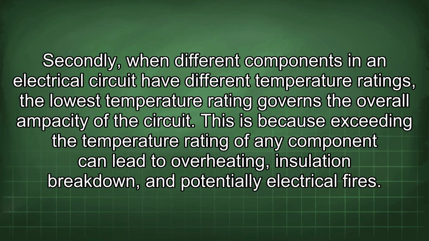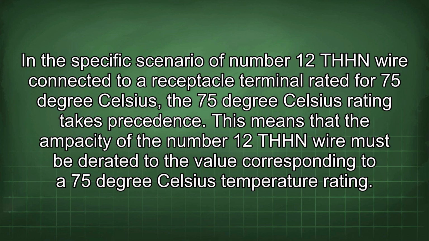Secondly, when different components in an electrical circuit have different temperature ratings, the lowest temperature rating governs the overall ampacity of the circuit. This is because exceeding the temperature rating of any component can lead to overheating, insulation breakdown, and potentially electrical fires. In the specific scenario of number 12 THHN wire connected to a receptacle terminal rated for 75°C, the 75°C rating takes precedence.